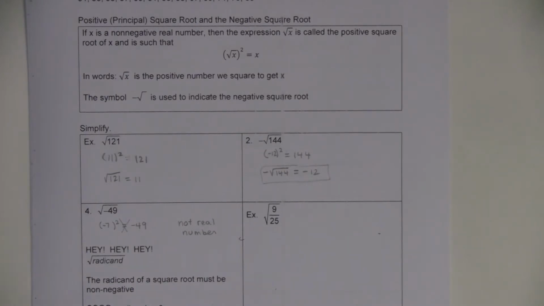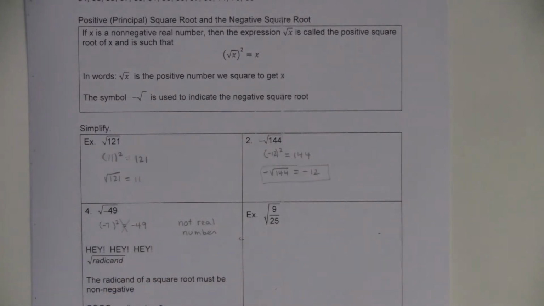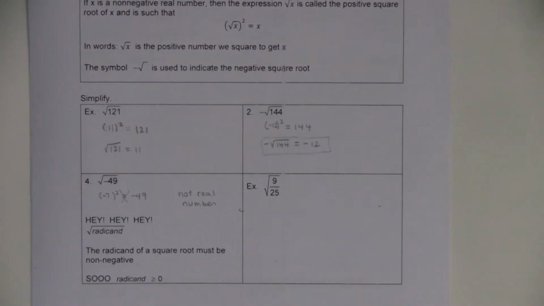The part underneath the square root is called the radicand, and it must be non-negative. So our radicand has to be greater than or equal to 0.